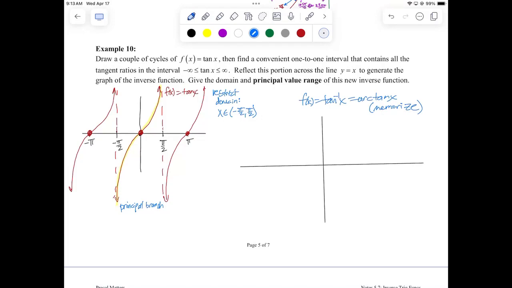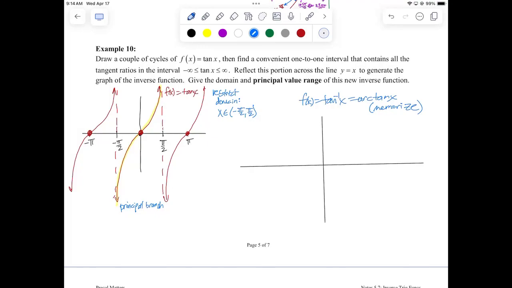It becomes a what type of line? No, not diagonal. If you reflect it across the diagonal line, well, what happens to the x and y axis? Don't they switch? The x and y axis interchange. So a vertical line becomes a horizontal line, and a horizontal line becomes a vertical line when you reflect it across the line y equals x.